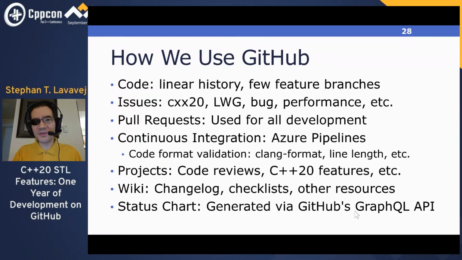We're using GitHub's other features like projects. This was actually encouraged by our contributor, Misko. We started using a project for code review. I'll show you how that works, in addition to tracking C++20 features and the feature branches that we're working on. We have projects for those as well. We're using GitHub's wiki to be able to present an STL change log that's continuously updated. Every time we merge a PR, we now go update that change log.